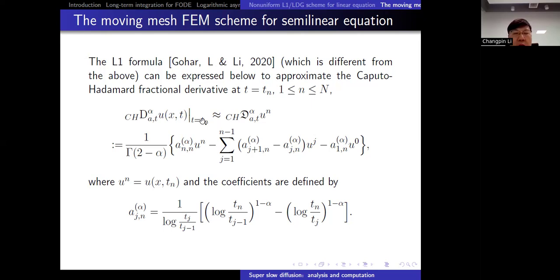So the Caputo-Hadamard derivative at the node Tn can be approximated like this. Okay, these are coefficients, defined like this. Such an L1 formula is different from the above. Okay, we use various approximation formulas for the Caputo derivative. Okay, this is the early work.